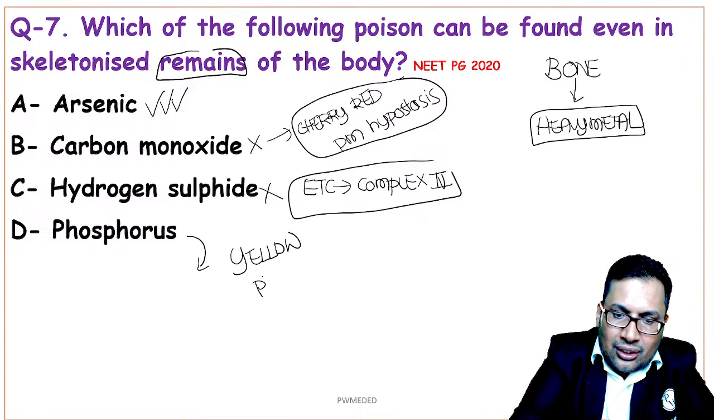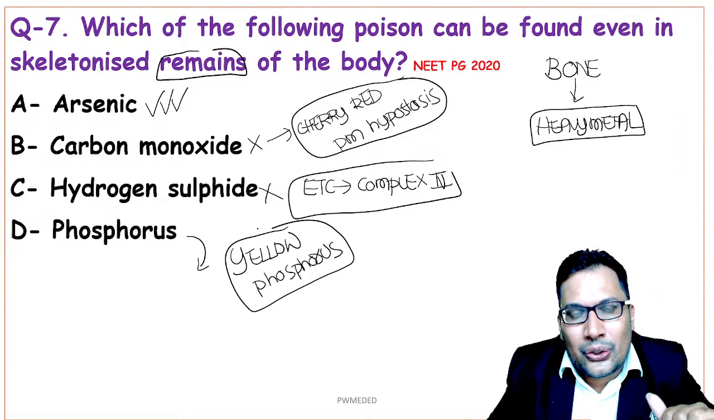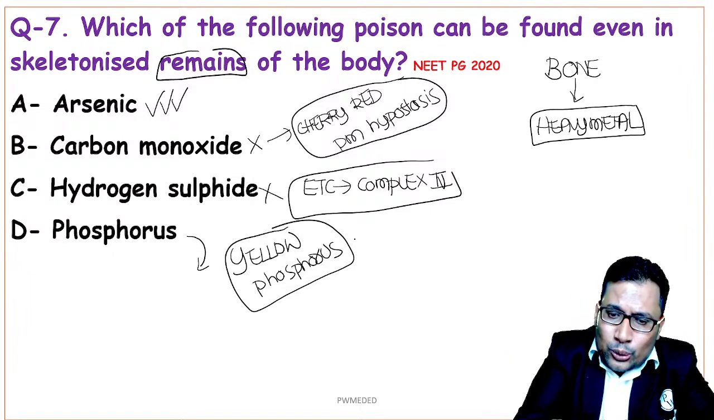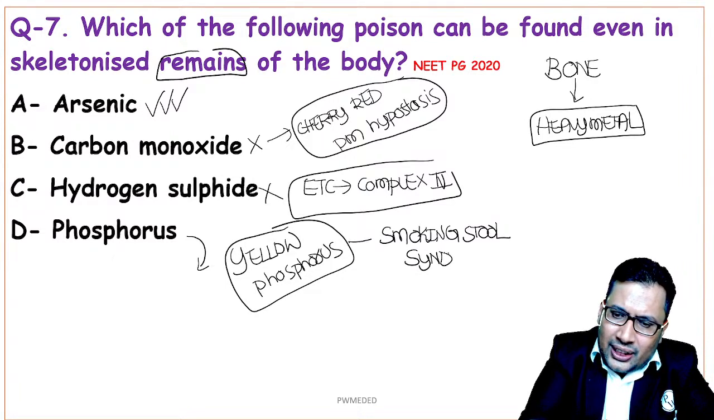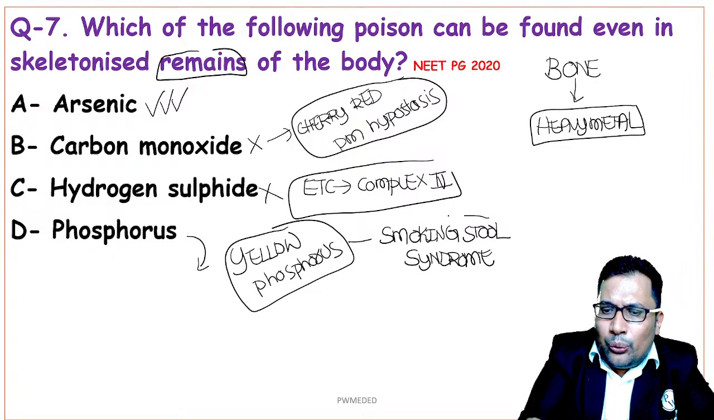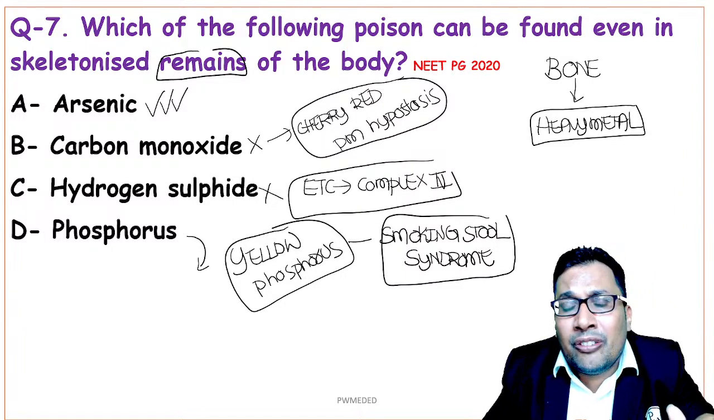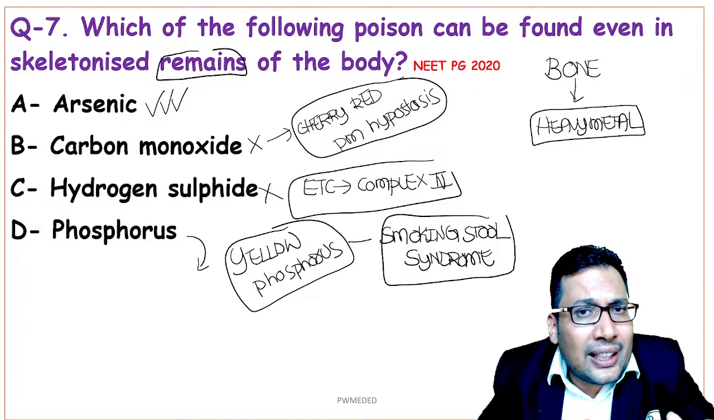Phosphorus, especially yellow phosphorus, is poisonous. Yellow phosphorus is also known as white phosphorus. There is a syndrome caused by phosphorus asked in the NEET PG exam, smoking stool syndrome. All of you remember, smoking stool syndrome is a question asked in one of the exams. In a patient with phosphorus poisoning, you will see yellow effervescence or fumes from the feces. That is known as smoking stool syndrome, which can be asked in the exam.